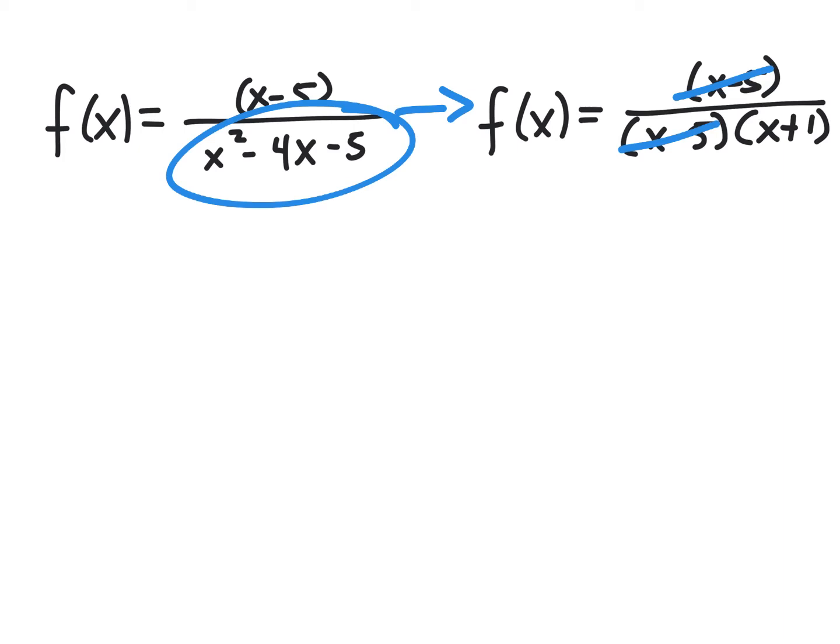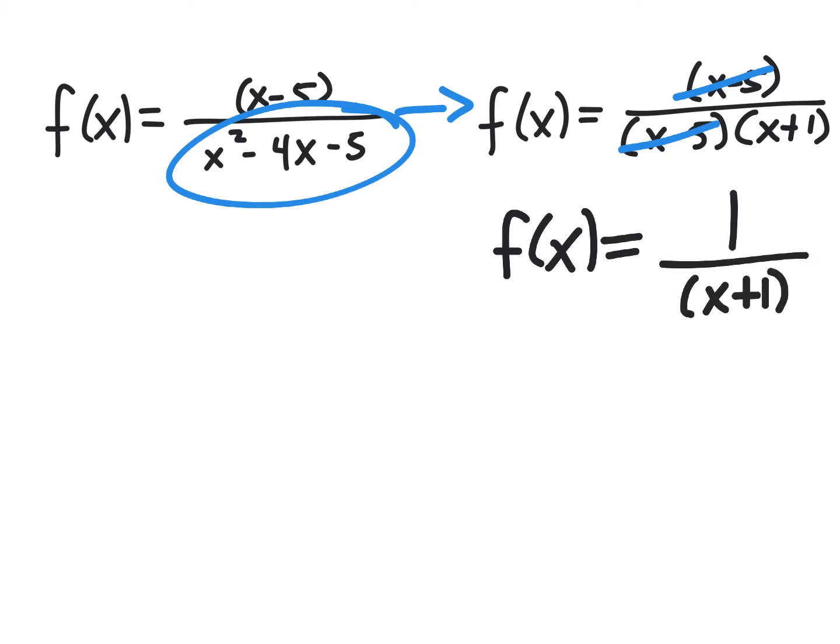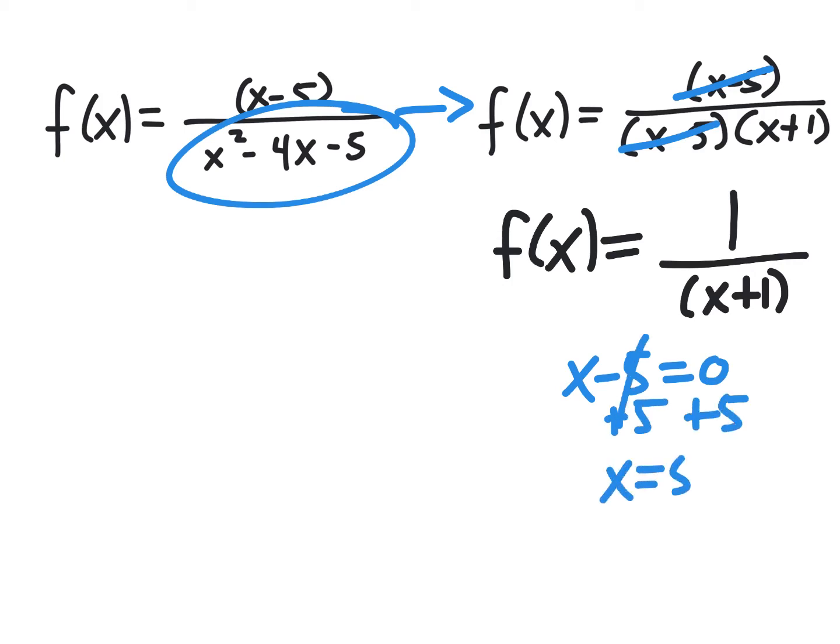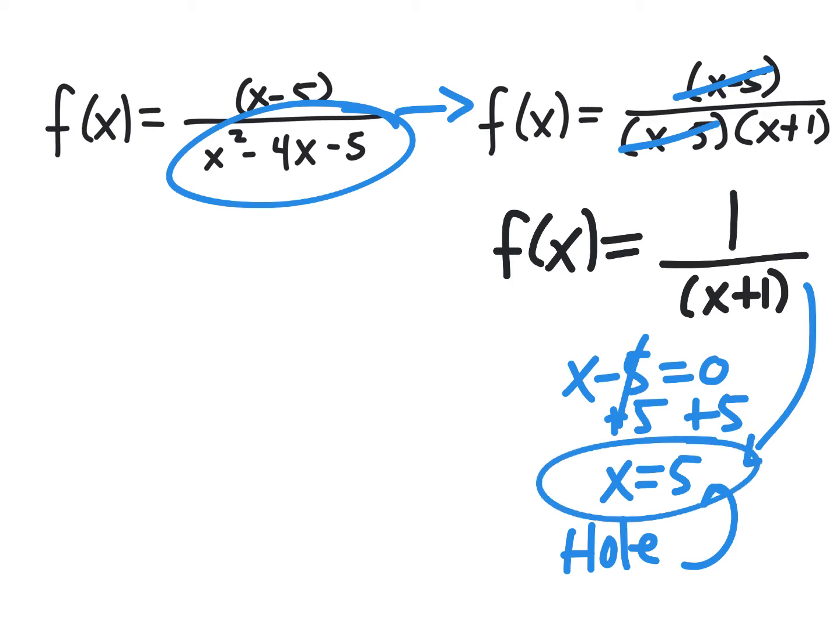So we can say this: f of x equals 1 over x plus 1. Anything divided by itself is going to be 1. So when you cancel them, you're really just putting a 1 there at the top. Now, my rule is I set the thing that I canceled equal to 0 and solve. When you move the 5 over, you have a hole at x equals 5. So the function will have a hole at x equals 5.